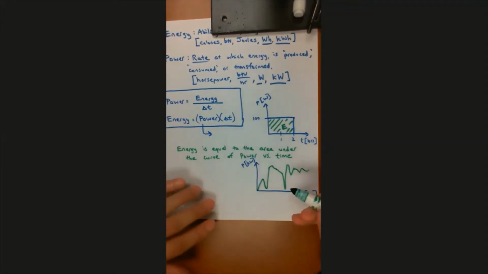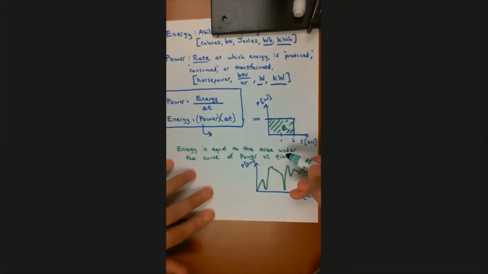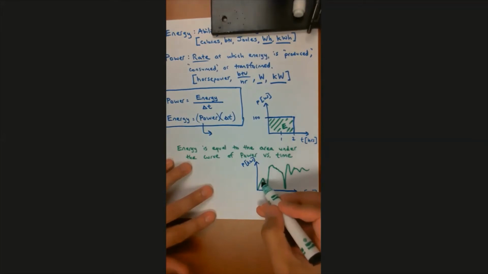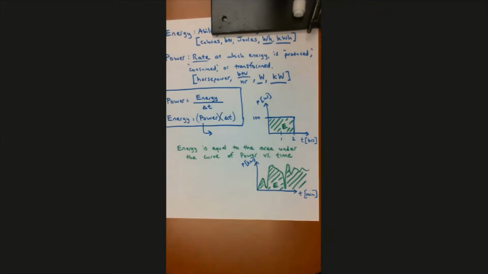So the same point holds up here. Energy is equal to the area under the curve of power versus time. So if I calculated all of the area under here, this is equal to the energy. But how do we do that calculation?